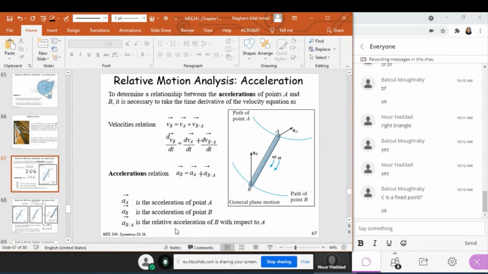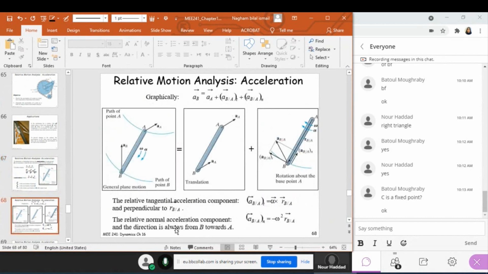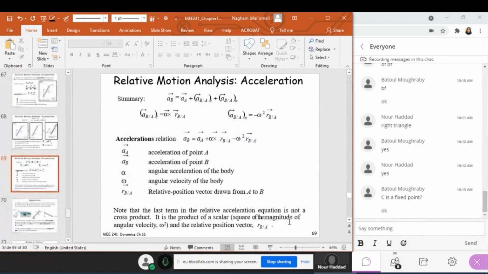As we said, guys, in the video lecture, if I want to find the acceleration, I can apply the equation of relative velocity and then derive it to find the acceleration. And don't forget that the acceleration is divided into two components: the tangential, that stands for the change of velocity, and this tangential is always equal to alpha cross RB with respect to A, and the normal, which is minus omega squared RB with respect to A, which means it has the direction of minus RB with respect to A.